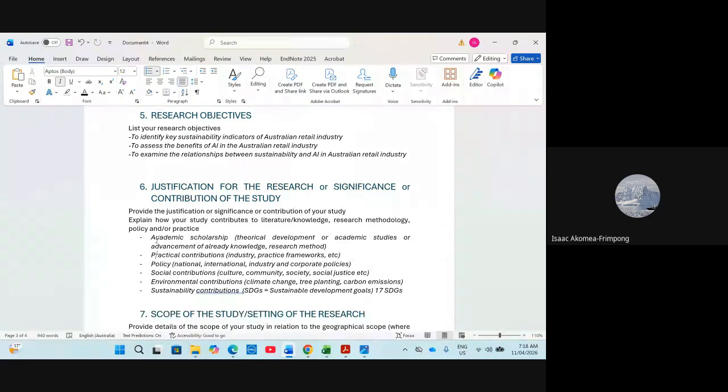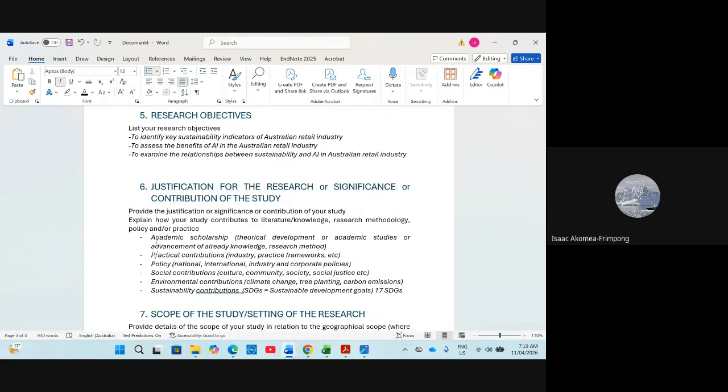And mostly the kind of research that we are doing, which are not industry funded, which we have not received research grants for, I suggest you focus on the first two. How is your study going to contribute to the already existing knowledge in academia? And how is your study going to contribute to practice? Just focus on these two, and I think you are going to be okay.